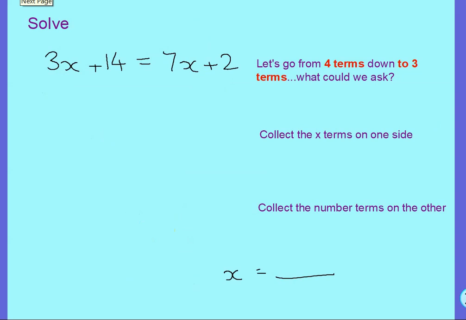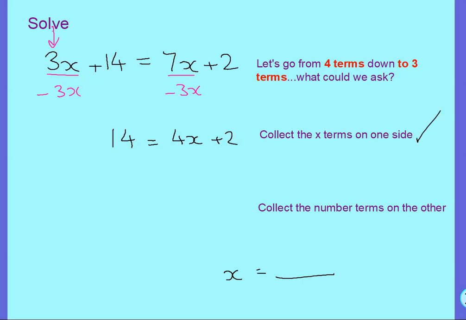Okay, this one's again slightly different. Where are x terms? Here and here. The x's need to be on one side, but this time this side has the least. So we're going to get rid of the 3x by subtracting it to both sides, write your equals. On the left hand side, we're going to have 14. On the right hand side, we now have 4x plus 2. Okay, so that one's check.